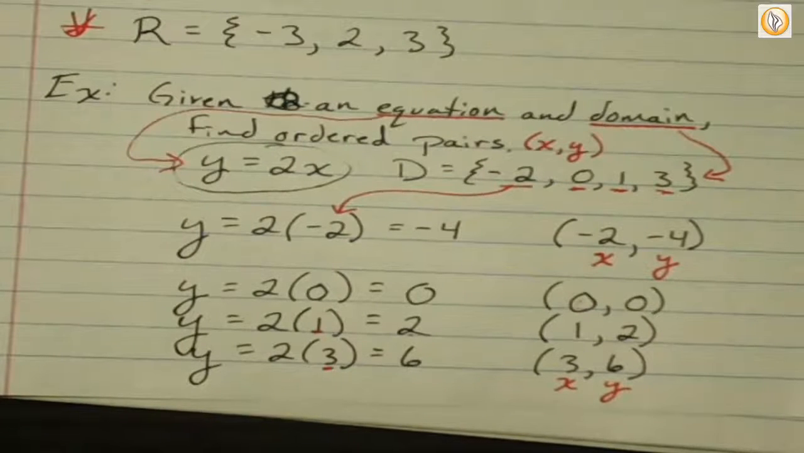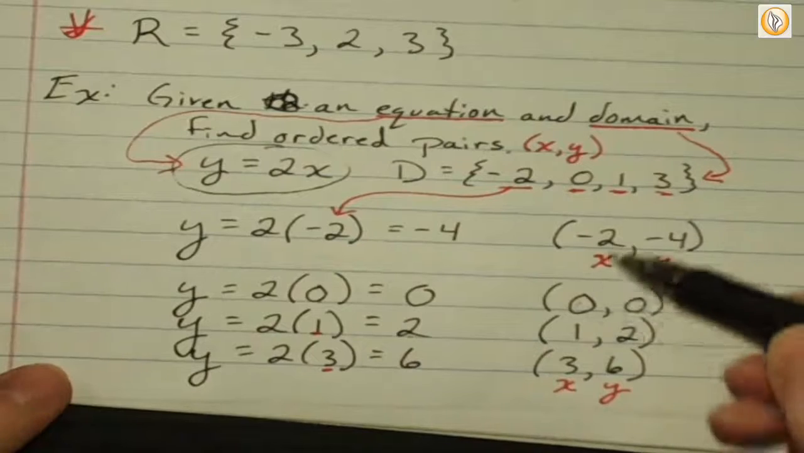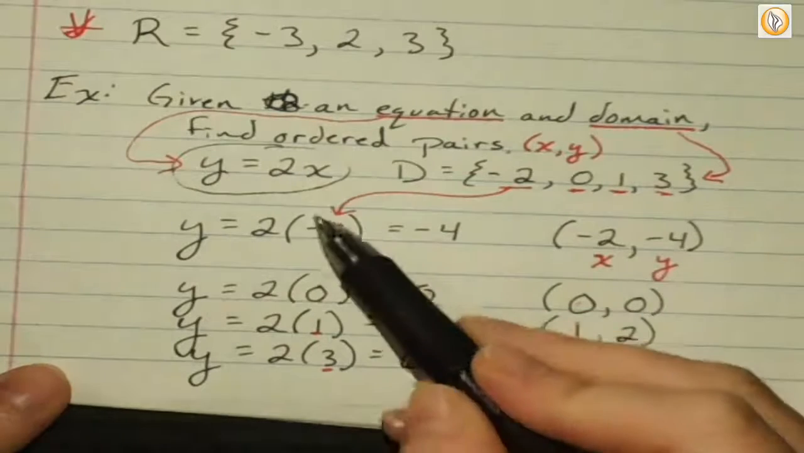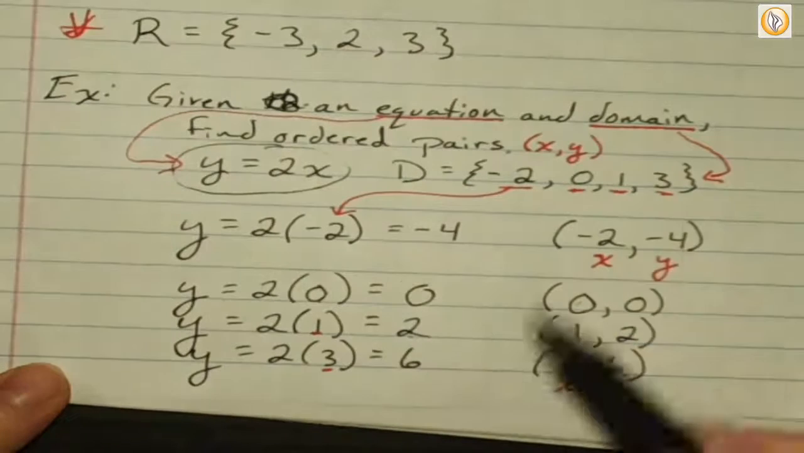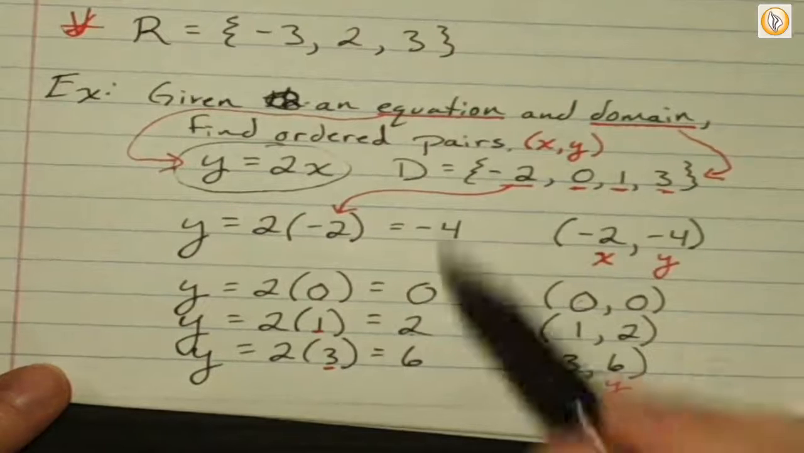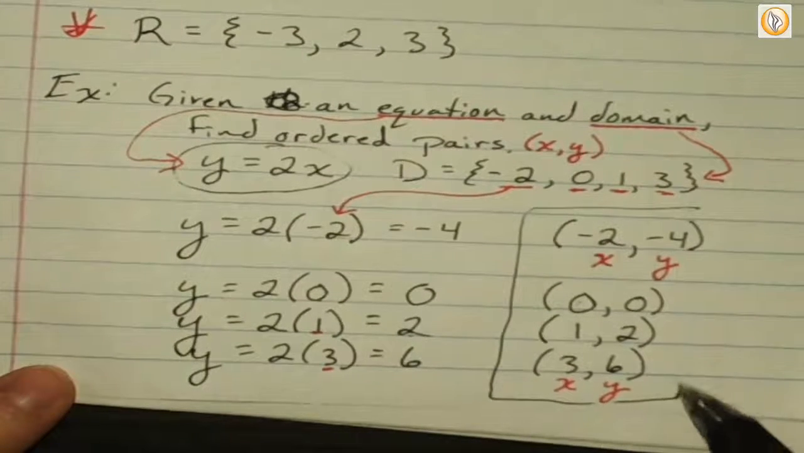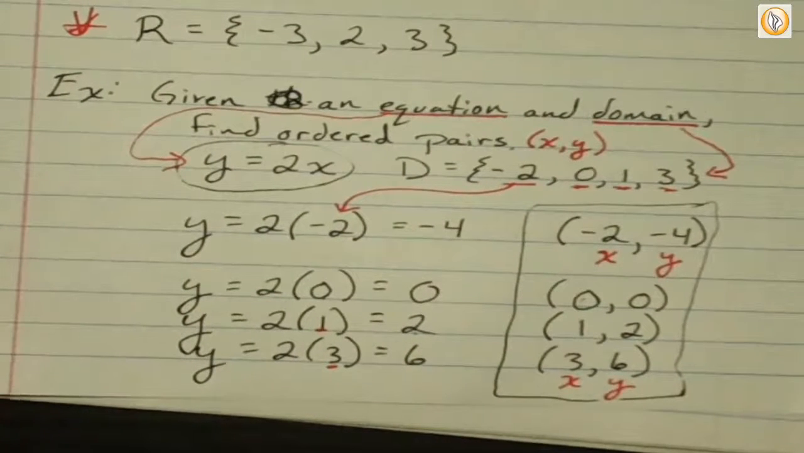All you're doing is they give you the equation and they give you the x. So this column is done. You just have to substitute it in and find out the y and then plug that in. Now you have all your ordered pairs. So this would be kind of like your answer.